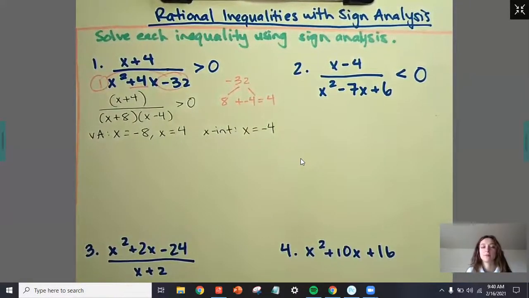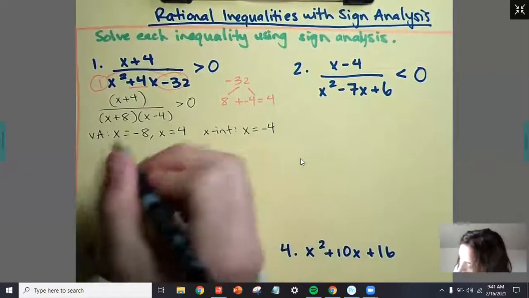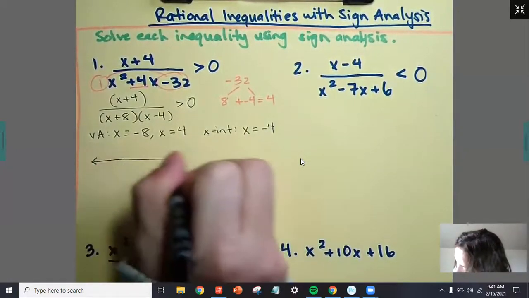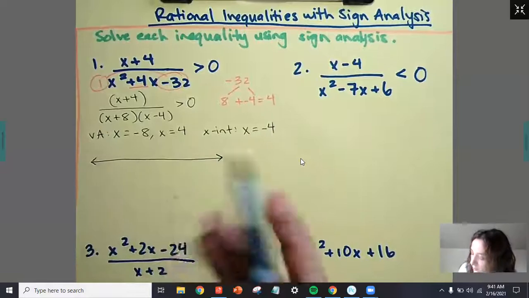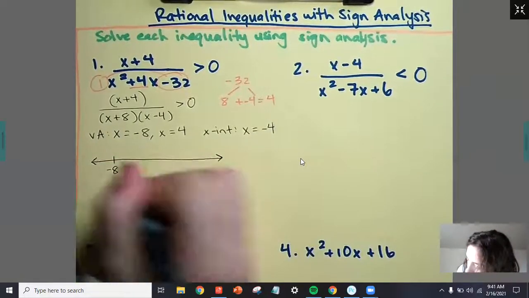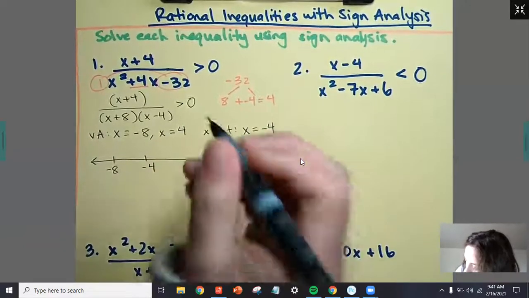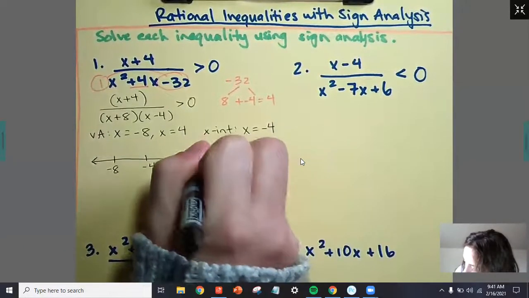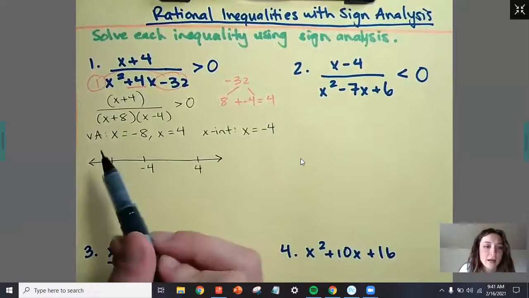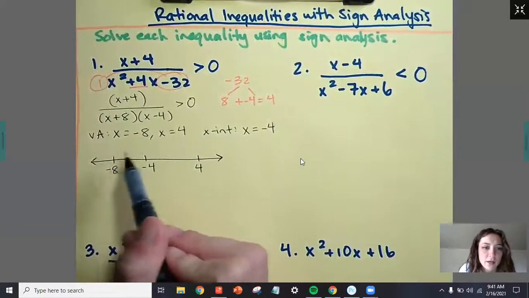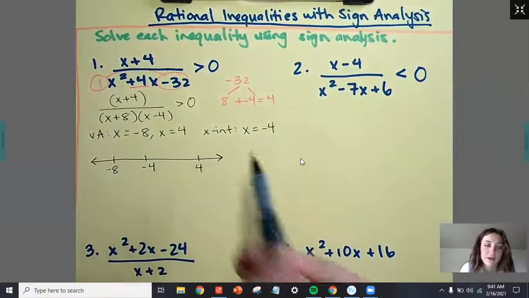So we're going to make a number line, and we're going to do some sign analysis with each of these points here. I want to put negative 8 on this, negative 4, and also positive 4. And I'm going to be testing a point in here, a point in here, a point in here, and a point on the outside there.